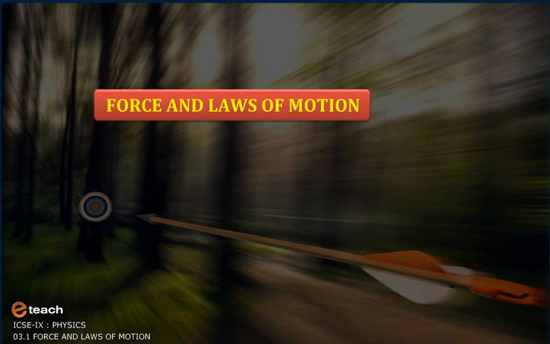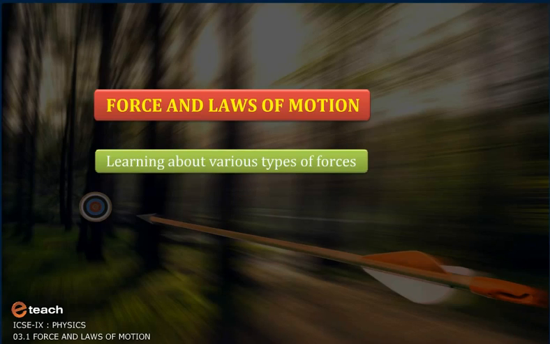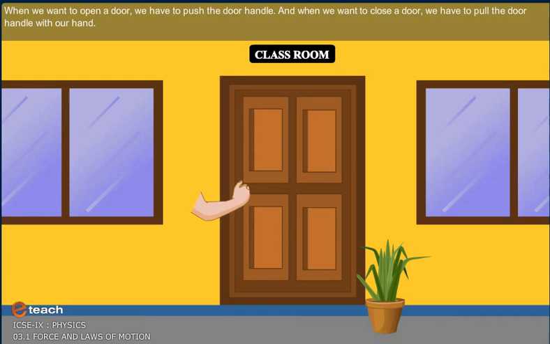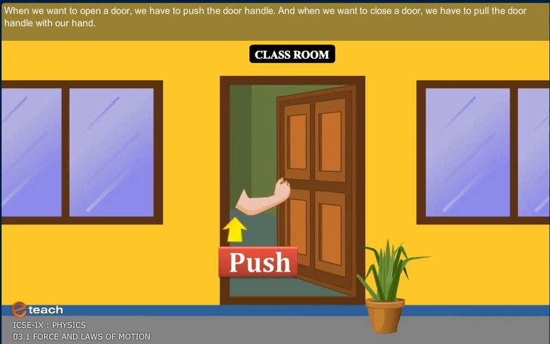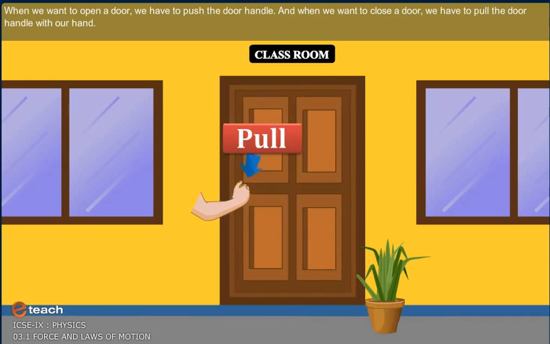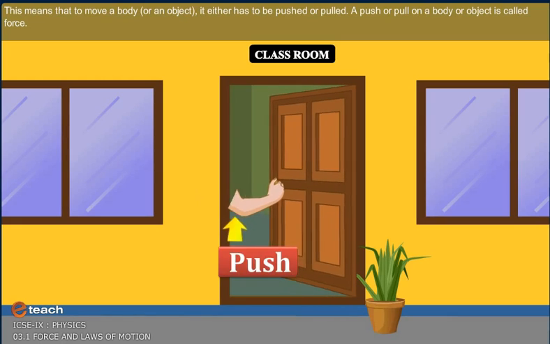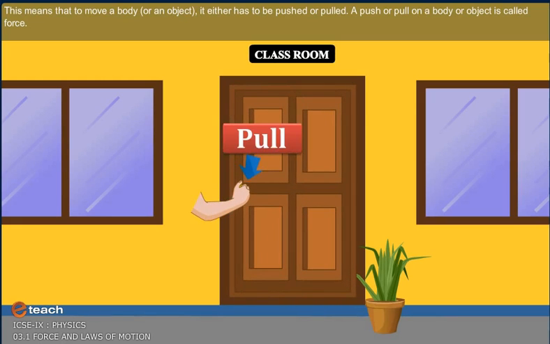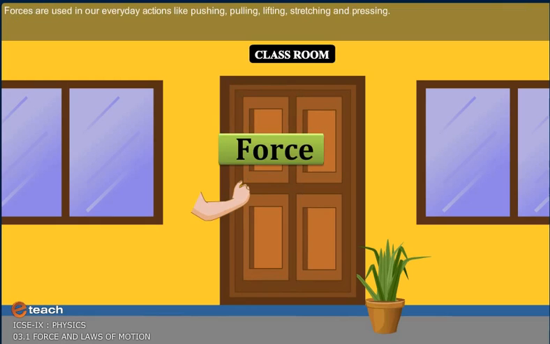Force and laws of motion. Learning about various types of forces. When we want to open the door, we have to push the door handle. And when we want to close the door, we have to pull the door handle with our hand. This means that to move a body or an object, it has either to be pushed or pulled. A push or pull on a body or object is called force.